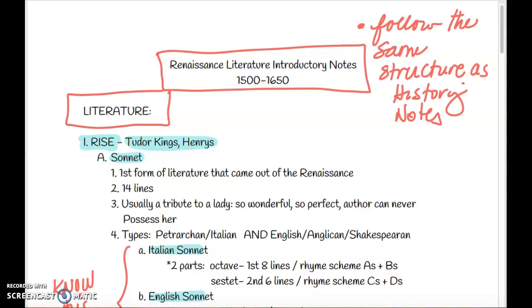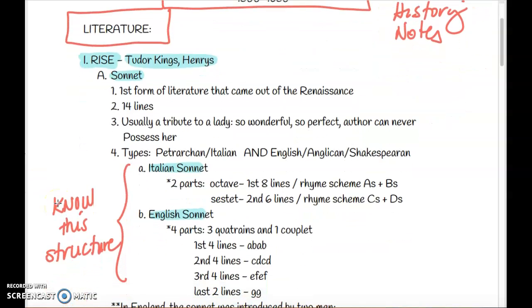Okay, ladies, so this is the secondary set of notes that I have. It looks just like the first set of notes, but this is going to follow the rise, the height, and the decline of the Renaissance, but through a literature lens. So I'm not doing the historical side, I'm doing it based on what kind of literature was built through this time period. So it's still the Renaissance, 1500 to 1650, and it's going to mirror what I just did in the last video. So let's look at the rise here.